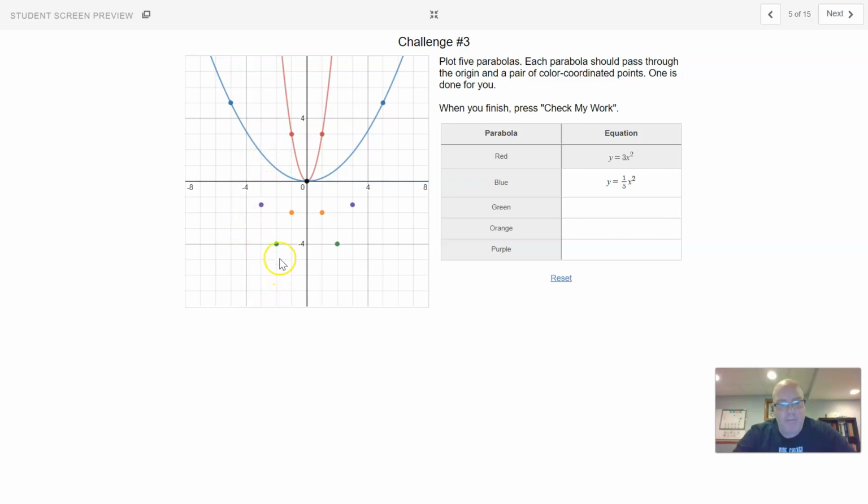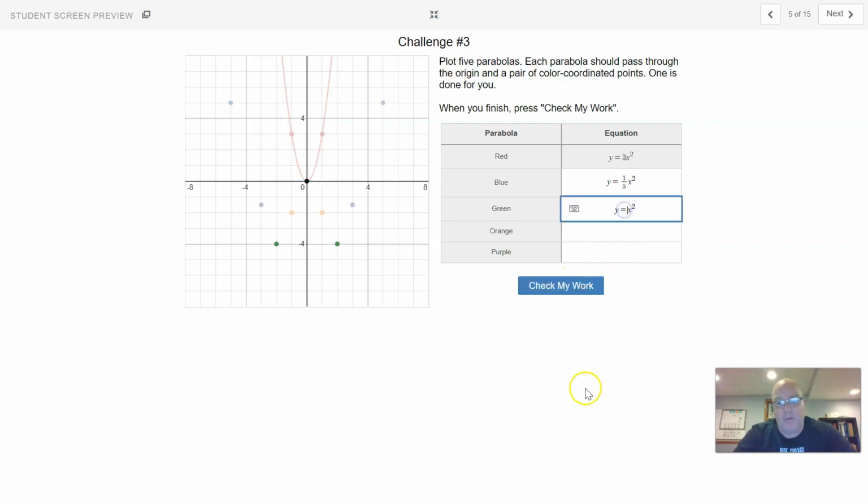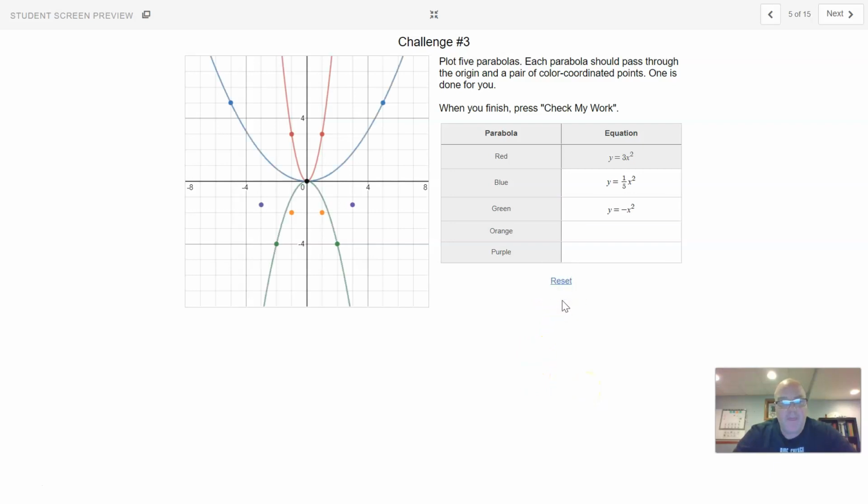Now for the green parabola, again, let's trace it. It's going to go through this green point, it's going to go through the origin, and then it's going to go through this green point here. So I know that it's going to be negative because the parabola is going to be facing down. Let's just start with y = x². If I try y = x², well, I need negative x². I just said it was going to be negative, so let's try negative x² and see what happens. I see that negative x² fits this parabola perfectly. That makes sense because if I go over 2 units, I'm going to go down 4 units, and I know 2 squared is going to be 4.